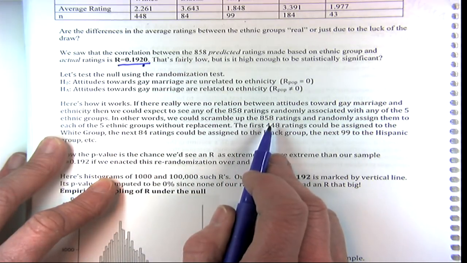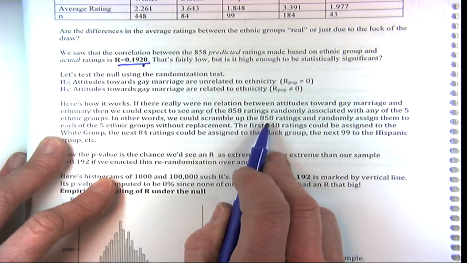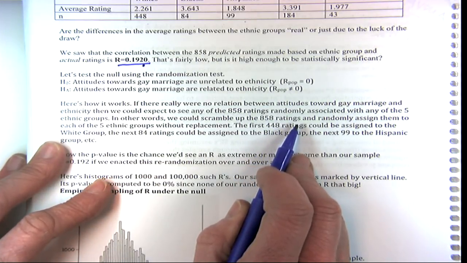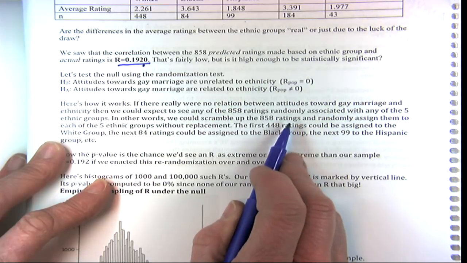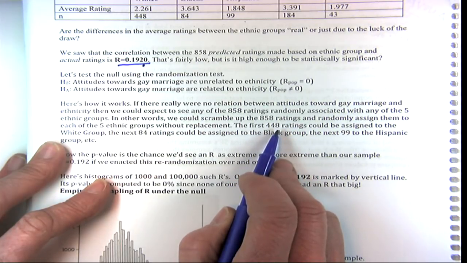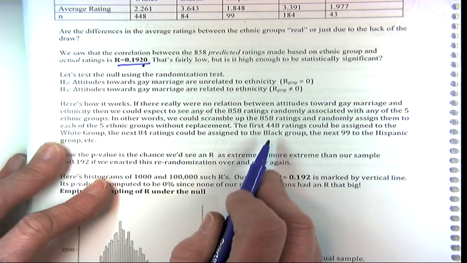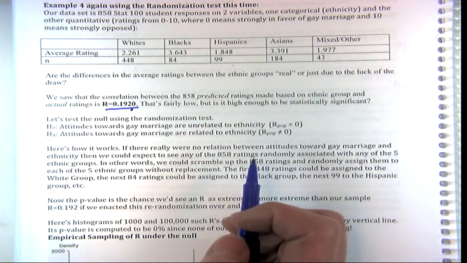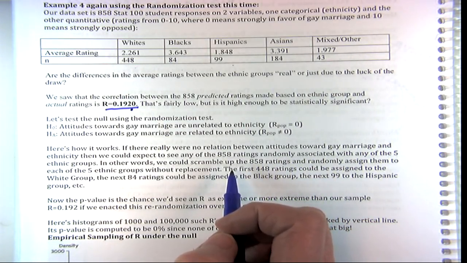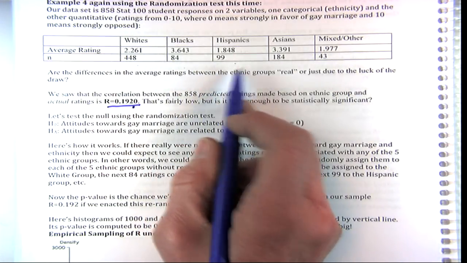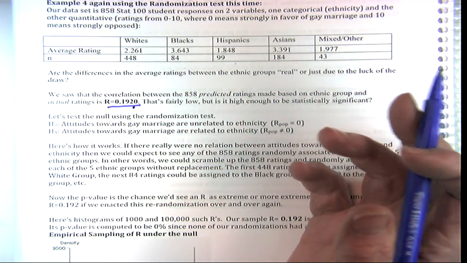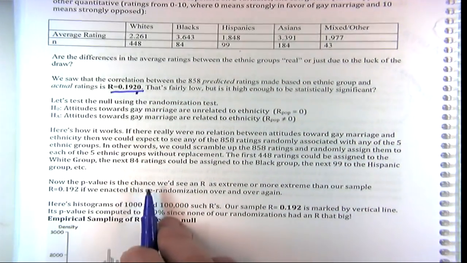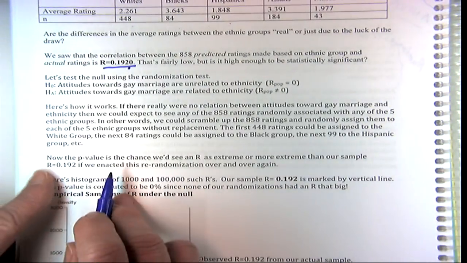So in other words, what could we do? We could put all 858 ratings in a box. Let's say these are just numbers, tickets with numbers written on them. Shake it all up, and then randomly draw out the first 448 ratings and assign them to the white group. Okay? Because there's 448 in there. And then we could take the next 84 of these tickets, each with actual ratings, and assign them to the blacks, etc., until the box is depleted. Right? And then we compute a p-value.